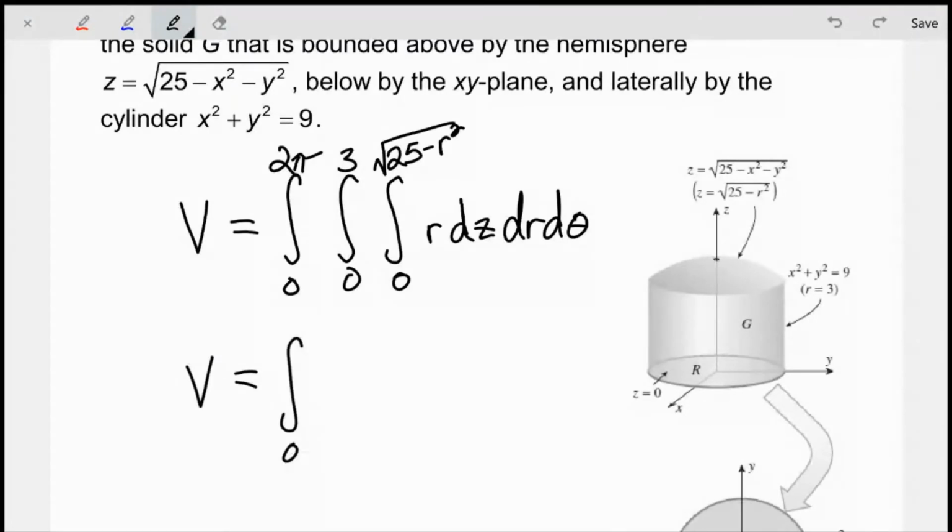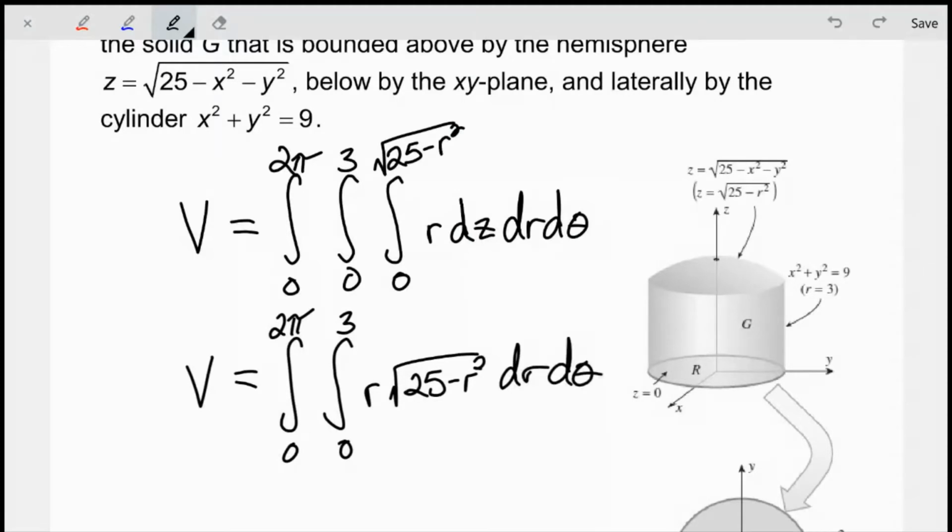A lot of these are going to be pretty simple, and you can skip a lot of these steps. And when you can, I'm fine if you can do, for example, r dz from 0 to square root of 25 minus r squared. If you can do that in your head, that's totally fine. What we would end up with here is r square root of 25 minus r squared dr d theta. Okay, so now we've got it down into a double integral in essentially polar coordinates now. And this is exactly what we did before.